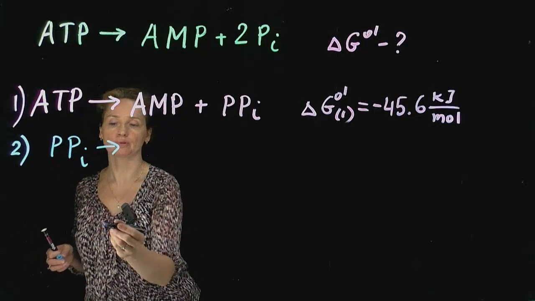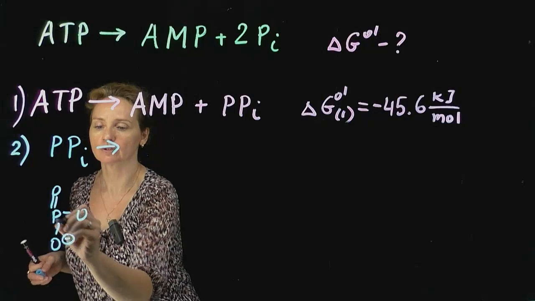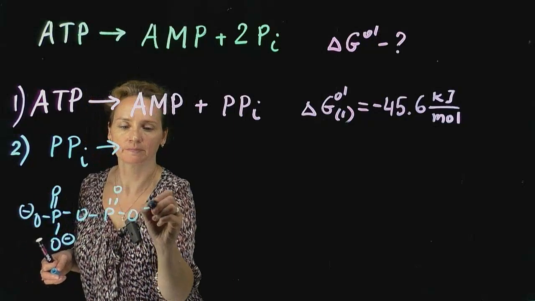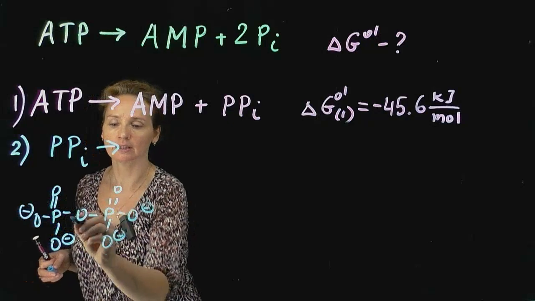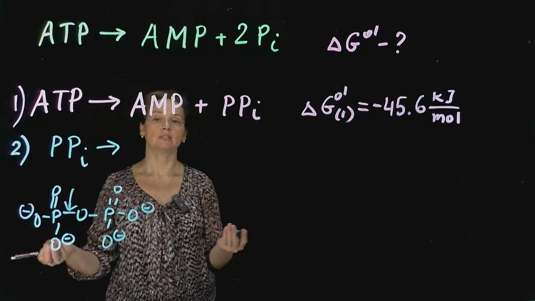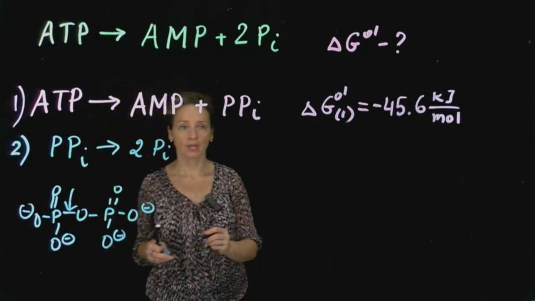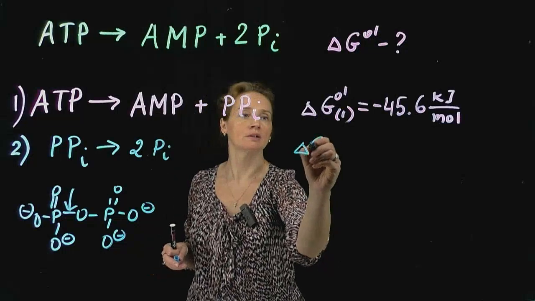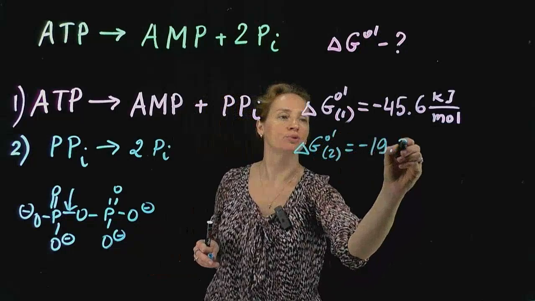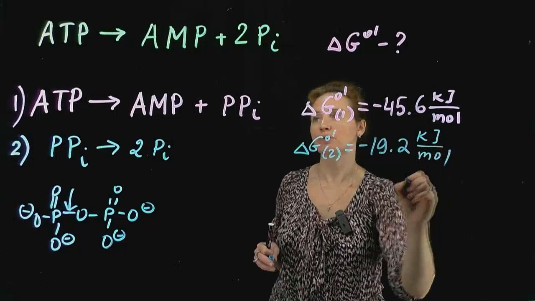In pyrophosphate, I'll draw the structure really quick so that you understand what we are talking about. That's our pyrophosphate. So we are cleaving one of those bonds, and as a result, we will get two inorganic phosphate molecules. And for this reaction, delta G is minus 19.2 kilojoules per mole.